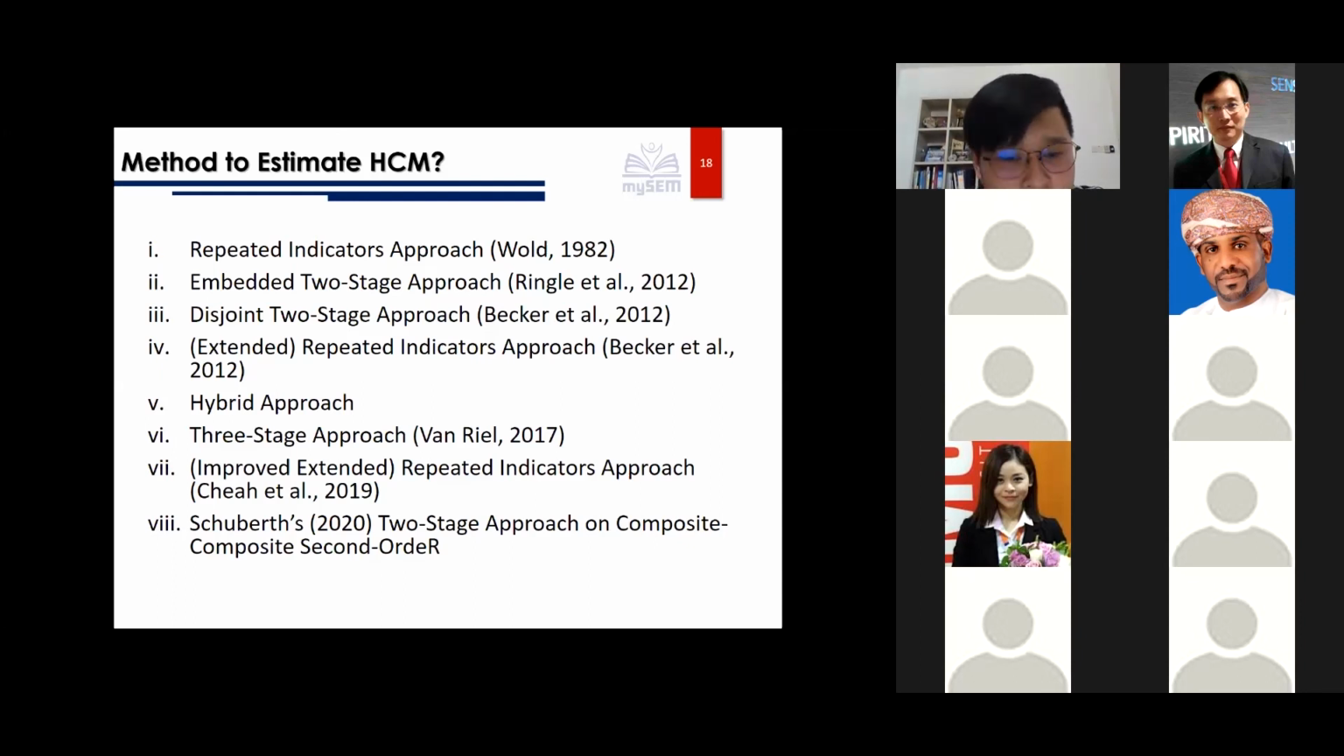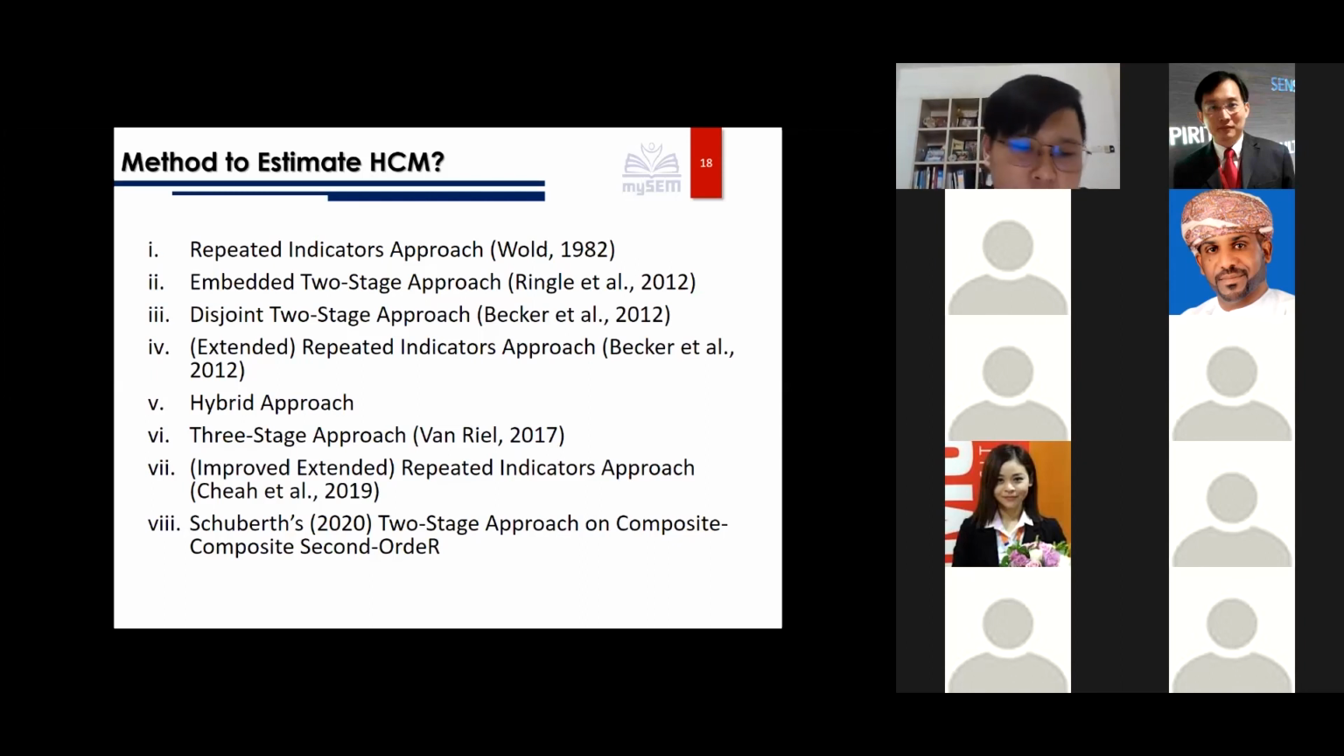But I'm not going to highlight that. Don't get me wrong, I see the advantages of the model fit criteria by Schubert 2020, as well as Van Riel and the team, Georg Henseler. I see the benefit of using model fit, but what I want to highlight today is just the fundamental 1, 2, 3, and 4.